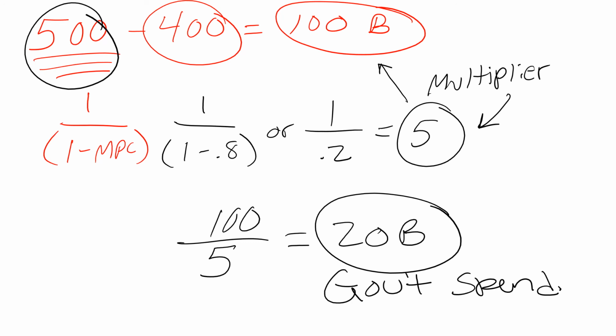Oh, and where it says in what direction, the direction is we're going to increase. So we need to increase government spending by $20 billion, and that would give us the desired effect of raising GDP by 100 billion.